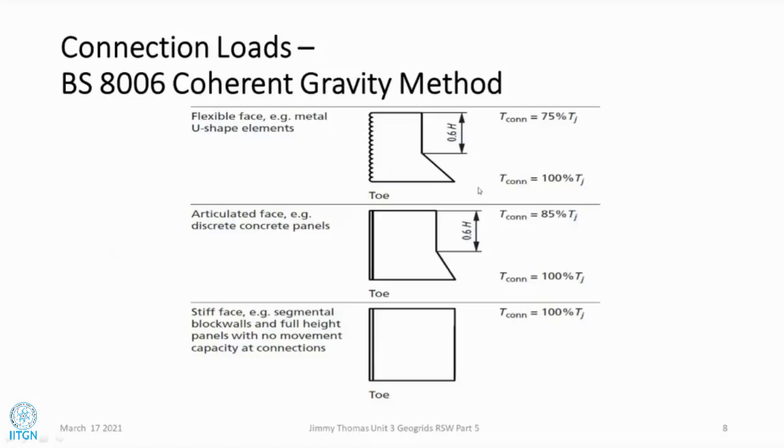And again I have to emphasize that it doesn't mean the actual loads will always be like that. It could be different. It depends on many factors. What is the stiffness of the connection? What is the stiffness of the facing? What type of soil it is? So it may depend on a number of factors. But when we design, we consider these loads of the connection.